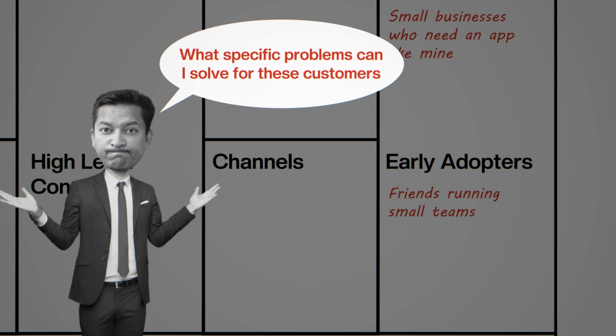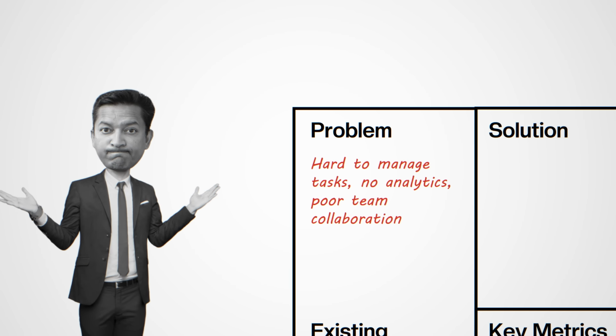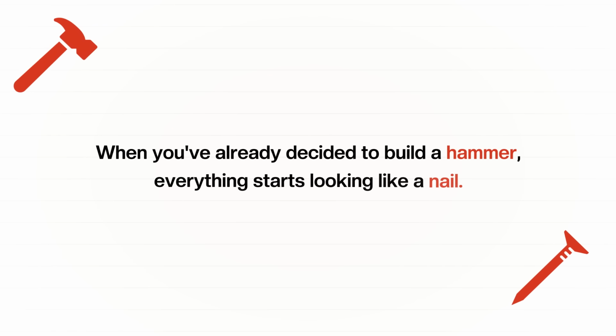Then they ask, what specific problems can I solve for these customers with my solution, to then fill the problem box? Do you see the pitfall with this approach? It suffers from the hammer problem. When you've already decided to build a hammer, everything starts looking like a nail, and this is how you easily fall into the innovator's bias trap.